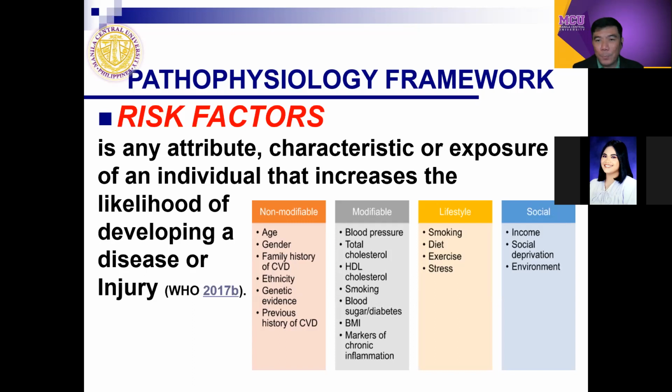Environmental, this could be considered po as predisposing din, wherein it could be, for example, a residence close to a factory that caters to harmful substances, a work environment, or noise pollution that may also cause stress. So these are the risk factors.